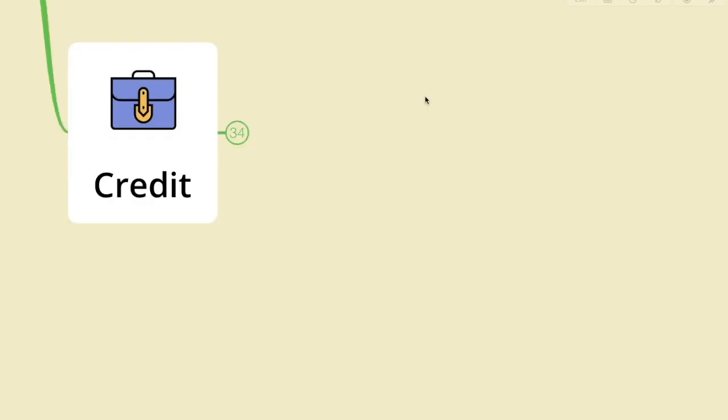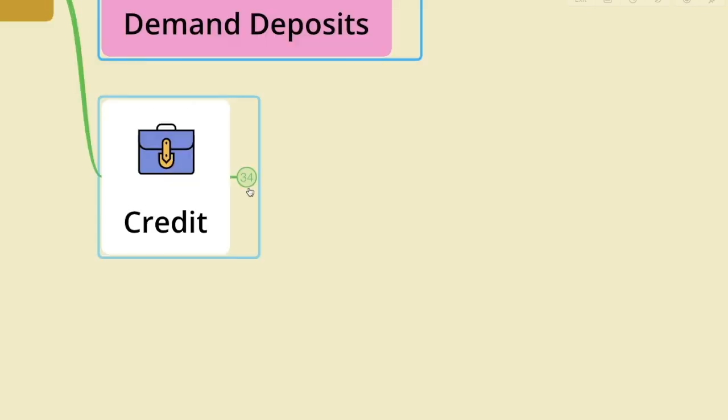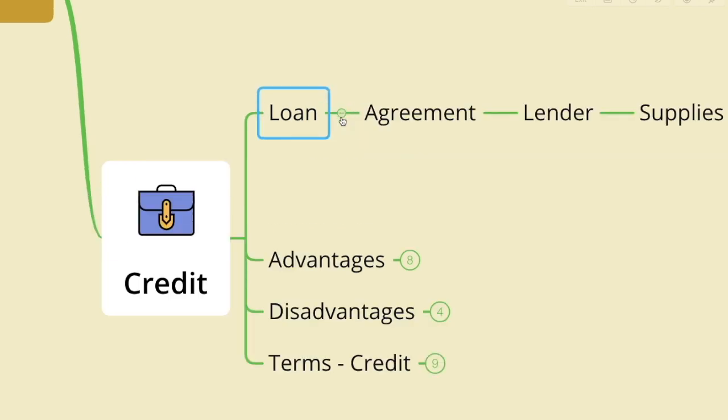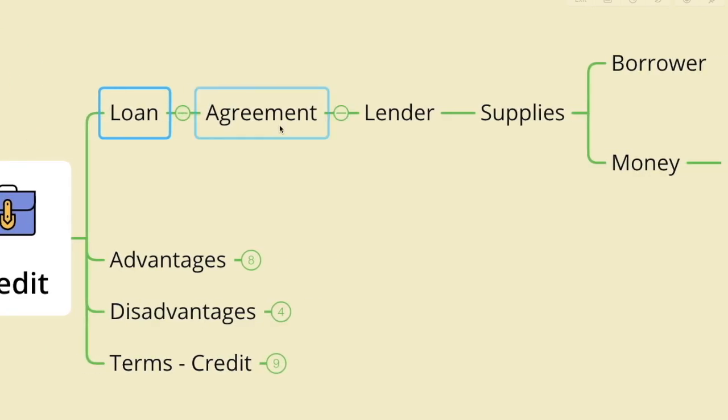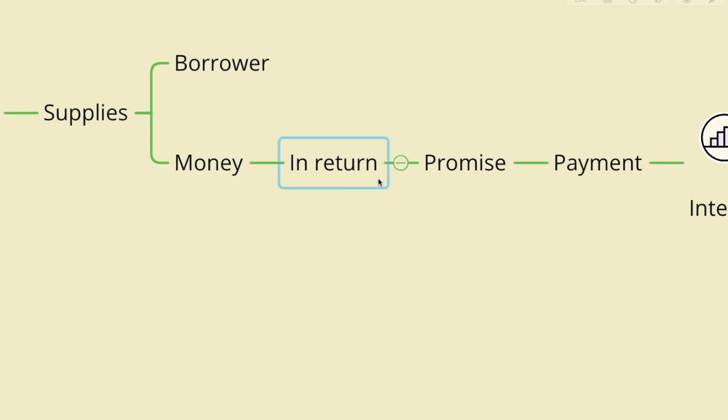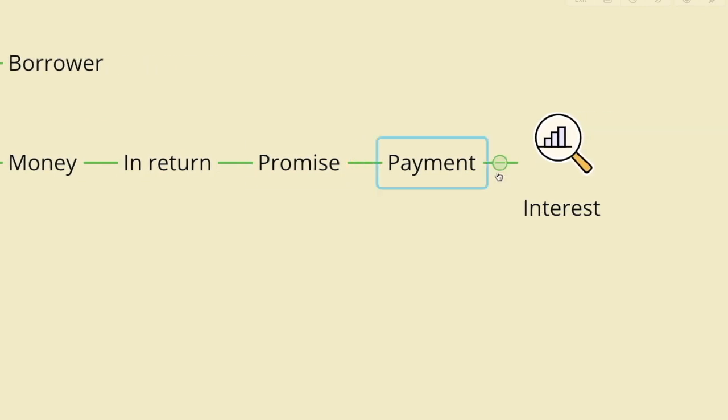Moving on, let's talk about credit. What is credit? As soon as you hear the word credit, the word loan should come to your mind. So what is a loan? Basically, it's an agreement between a lender and a borrower. The lender supplies money to the borrower in return for a promise of payment with interest.